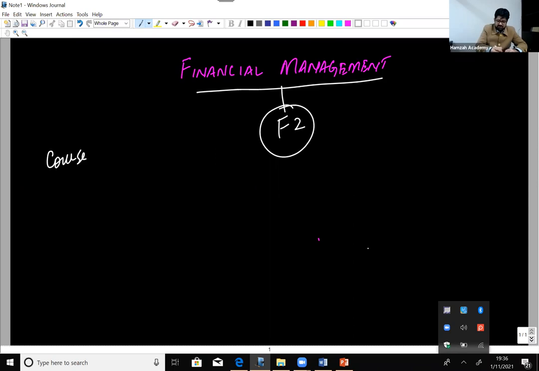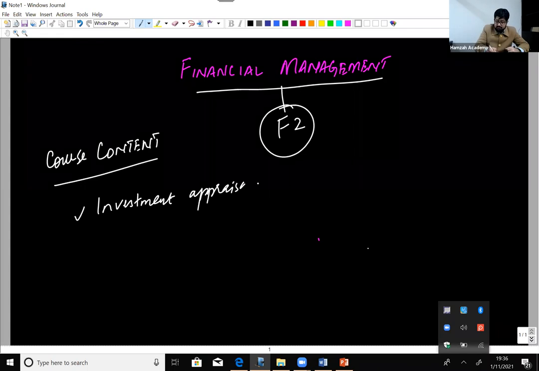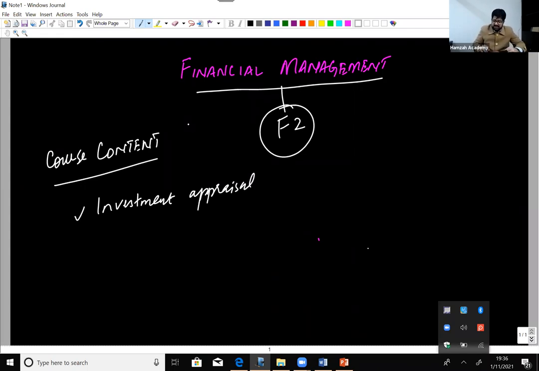If we talk about the course content, the syllabus, we can distribute it into five major areas. The first one is investment appraisal, a very important area from the exam point of view. You know investment appraisal.